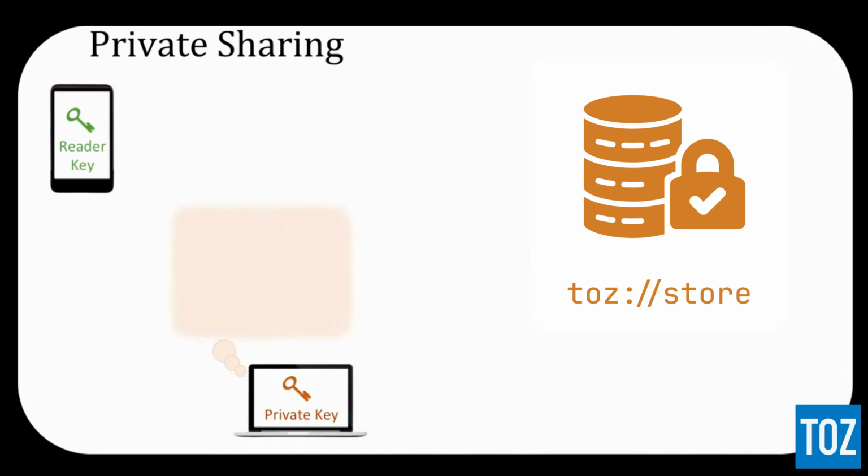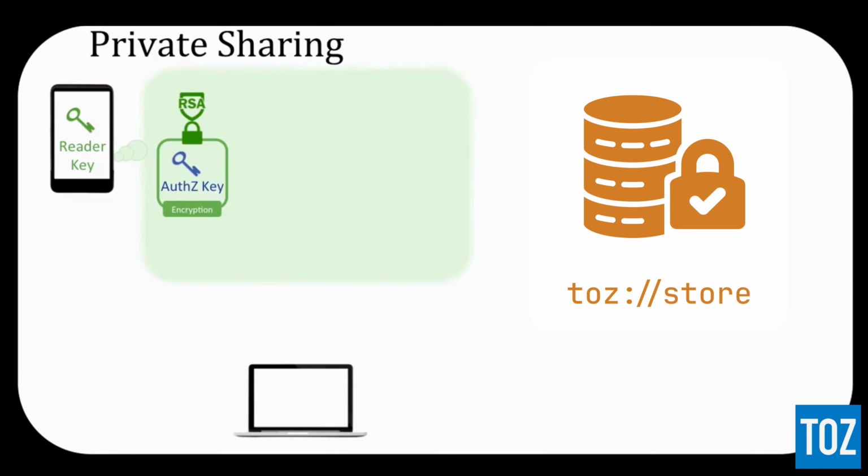When sharing data, you retrieve the recipient's public key and the authorization key for the data you want to share. The authorization key is decrypted with your private key, then re-encrypted using the recipient's public key, and stored securely in TOZ Store. For the receiving party, the process mirrors yours.